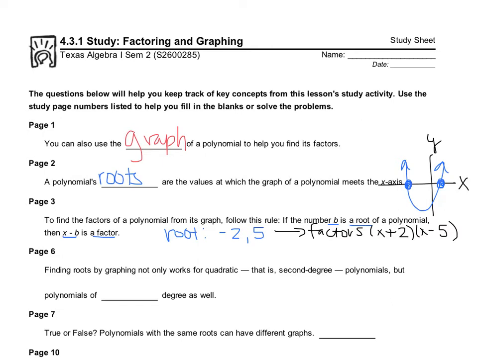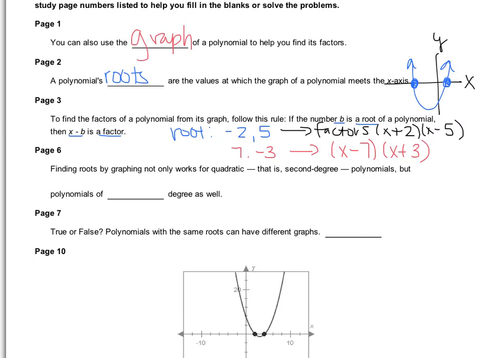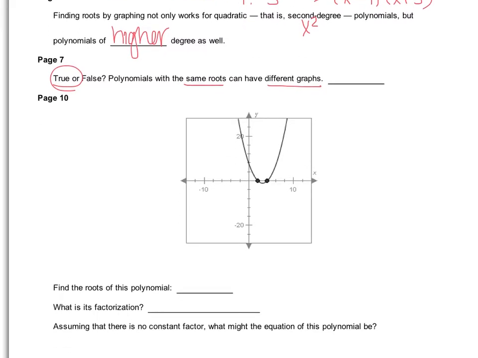So if you had roots of 7 and -3, then that would tell you that your factors were x minus 7 and x plus 3. So finding roots by graphing not only works for quadratics, that is polynomials with second degree, it works for polynomials of higher degree as well. And it is true that two polynomials can have the same roots but have different graphs. That is possible.